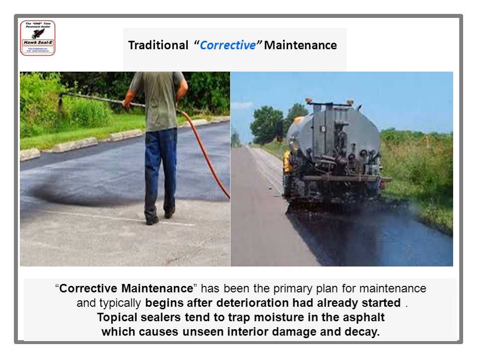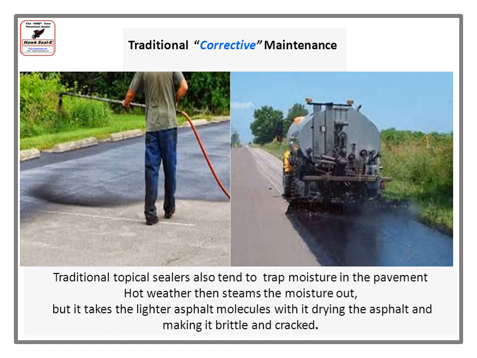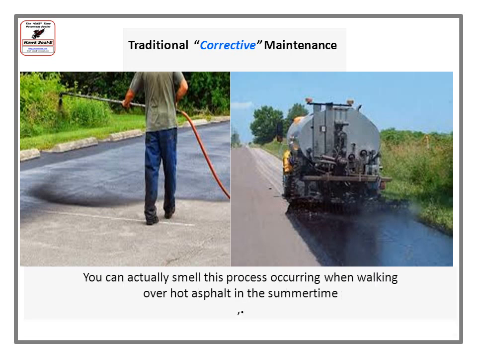Corrective maintenance has been the primary plan for maintenance and typically begins after deterioration has already started. Topical sealers tend to trap the moisture in the asphalt, which causes unseen interior damage and decay. Traditional topical sealers trap that moisture in the pavement, and then the hot weather steams the moisture out, but it takes the lighter asphalt molecules with it, drying the asphalt and making it brittle and cracked. You can actually smell this process occurring when walking over hot asphalt in the summertime.